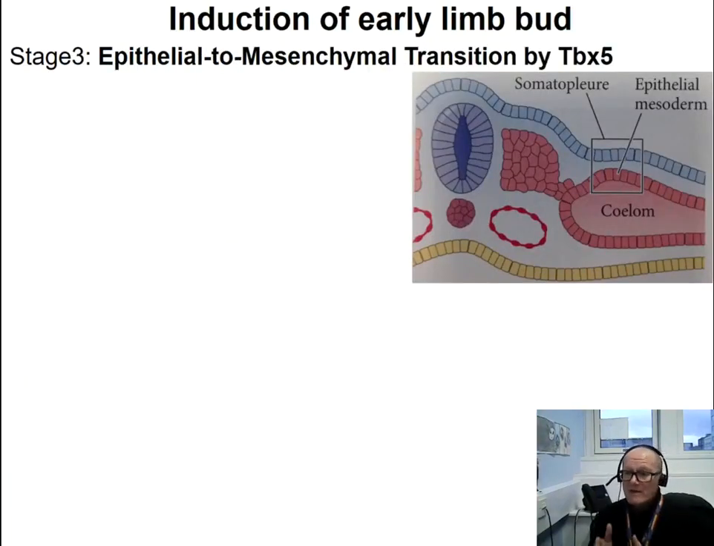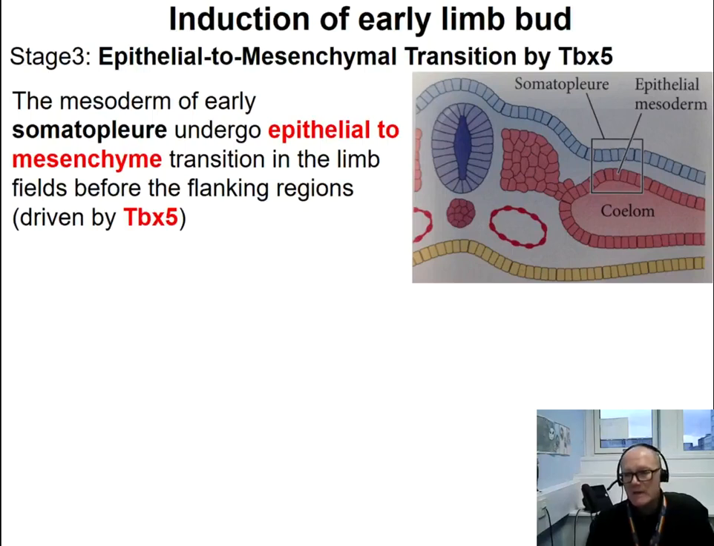Another important step, which is connected with the fact that these cells now need to start to proliferate, is the epithelial to mesenchymal transition, which is driven by TBX5 or 4, depending on which limb we're talking about. Now, the cells that start to divide a lot are part of the somatopleura. We talked about the somatopleura in the last lesson. The cells of the somatopleura are epithelial cells. What does it mean? It means that these cells are binding together very tightly.